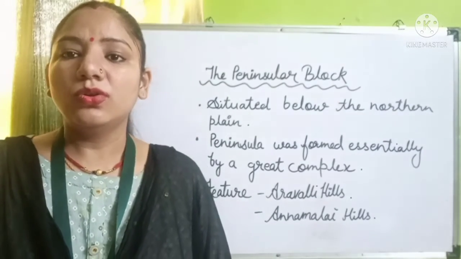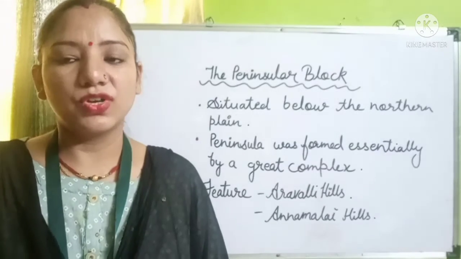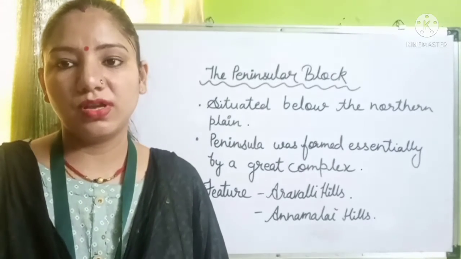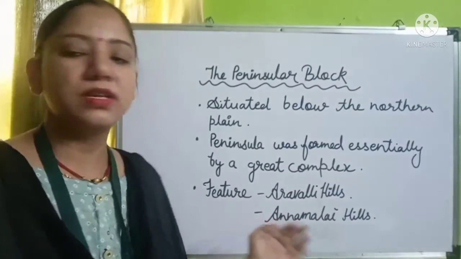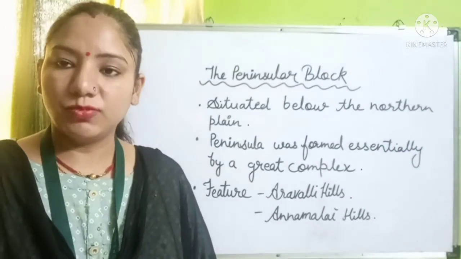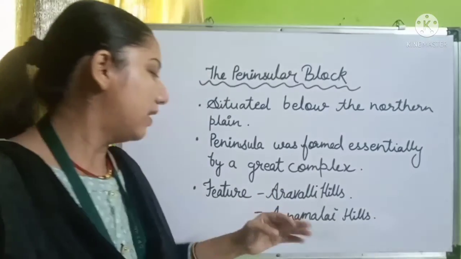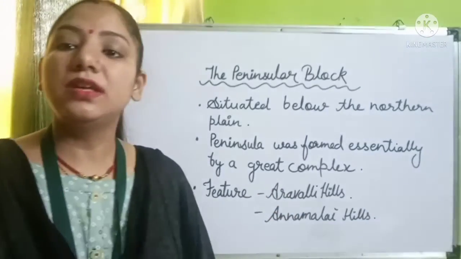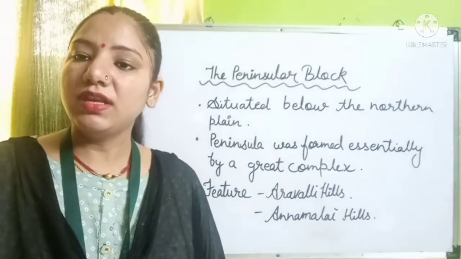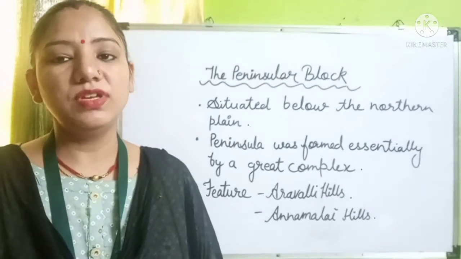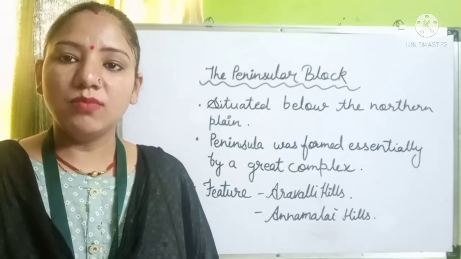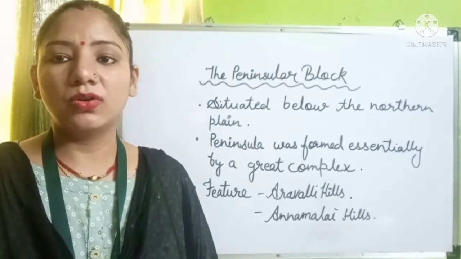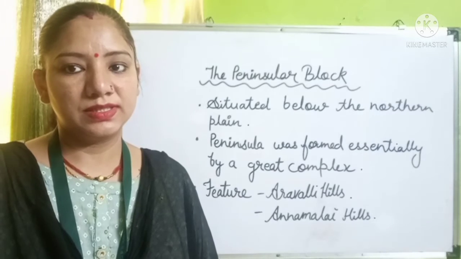And if we go through the structures which were formed in the Peninsular Block, these are the Aravalli Hills, near around the Satpura Range, Aravalli Range, Annamalai Hills, Nilgiri, Sahyadri, and many other mountain ranges we find in the Peninsular Block. Now, let's study more about the Peninsular Block through some pictures.